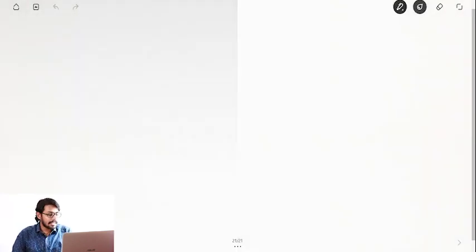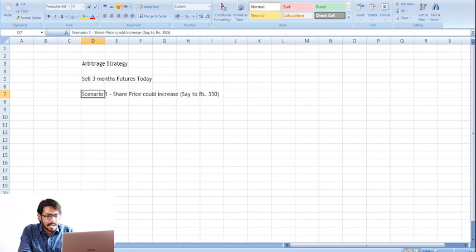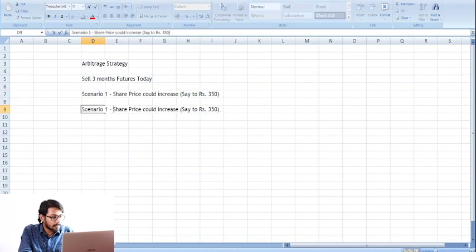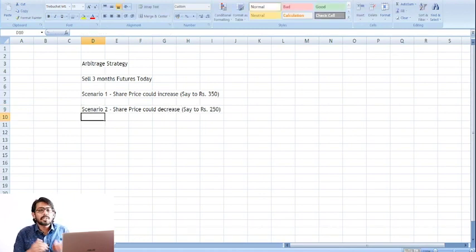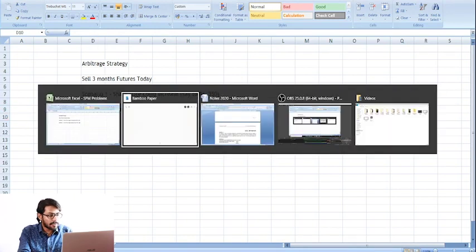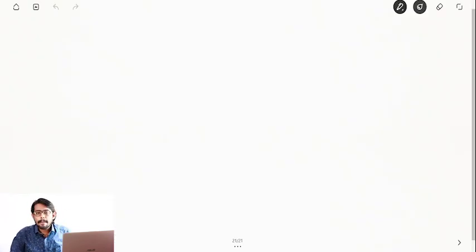Now, maybe in scenario 1, share price increased to 350. Let us look at scenario 2, where share price could decrease. What happens? Say to rupees 250. Suppose your share price decreased to rupees 250, what will happen?